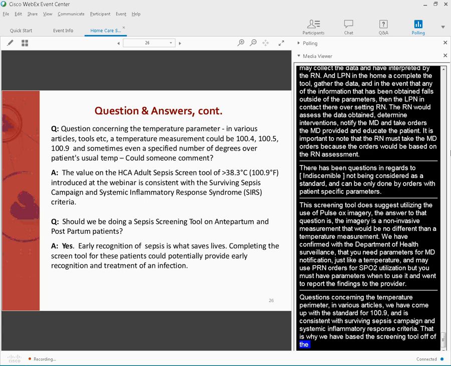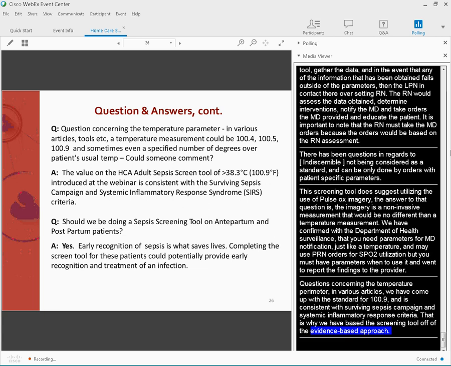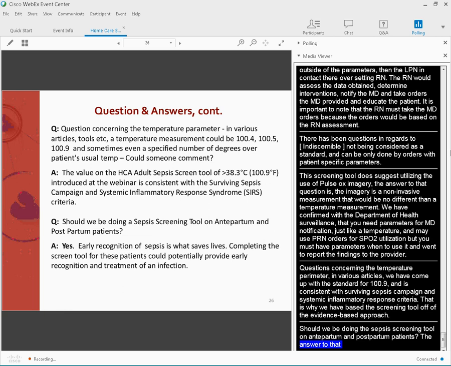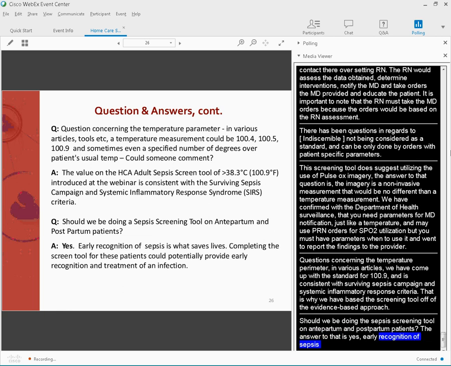Should we be doing the sepsis screen tool on antepartum and postpartum patients? The answer to that is yes. Early recognition of sepsis is what saves lives. Completing the screen tool for these patients could potentially provide early recognition and treatment of infection.